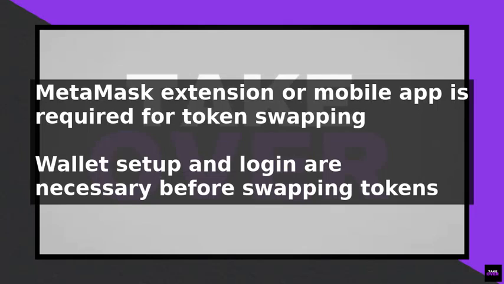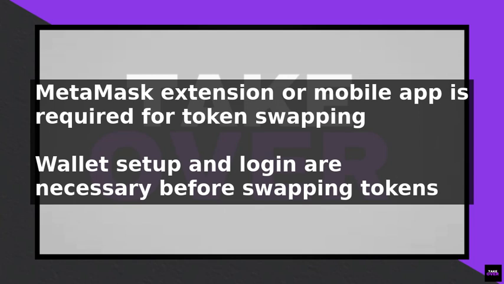To swap tokens on MetaMask, you will need to have the MetaMask extension installed on your browser or the MetaMask mobile app. First, make sure you have a wallet set up and that you are logged in. If you do not have any tokens in your wallet, you will need to add some before you can swap them.